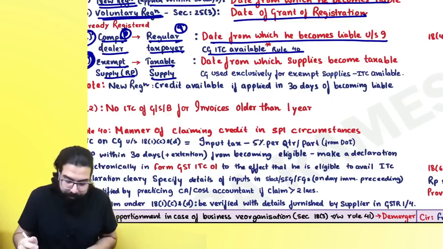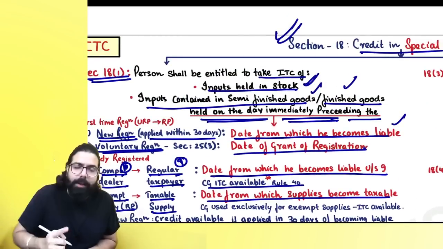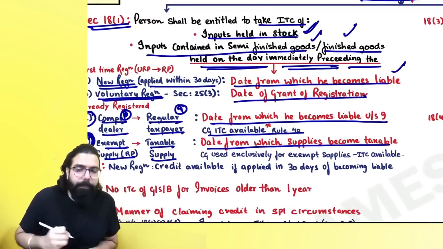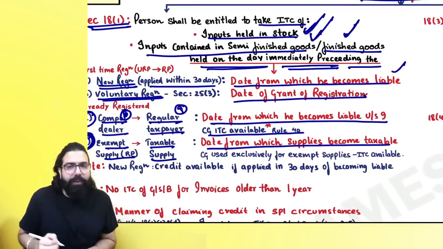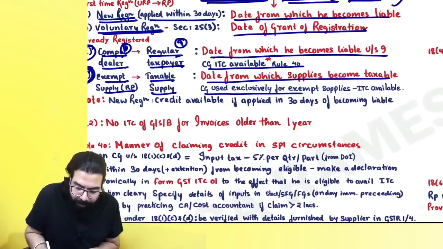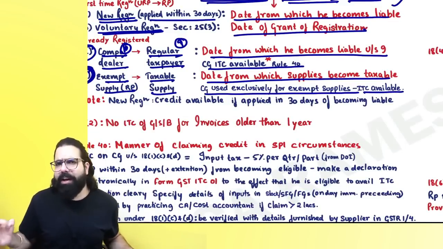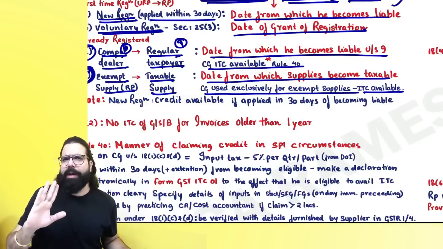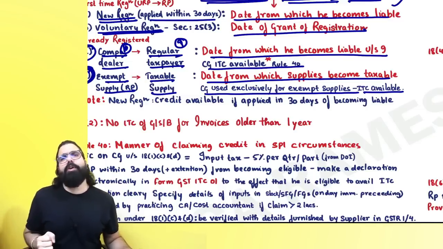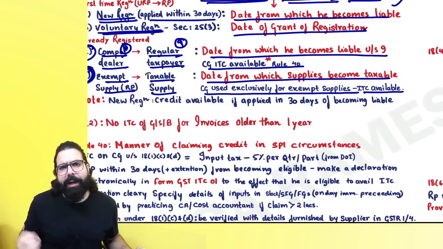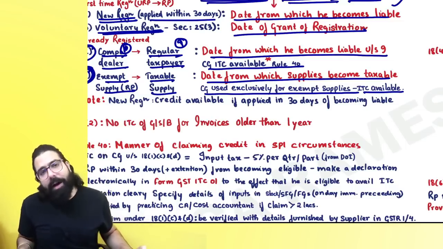one day prior, whatever input was there in your stock, input was there in your semi-finished goods and finished goods, plus capital goods ka credit also you will be able to take. Remember one thing, 18(1)(a) and (b) में only inputs ka credit you get, 18(1)(c) and (d) में you get inputs ka credit also and capital goods ka credit, ITC minus 5% per quarter or part thereof.